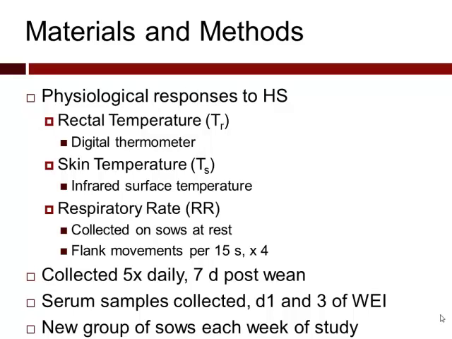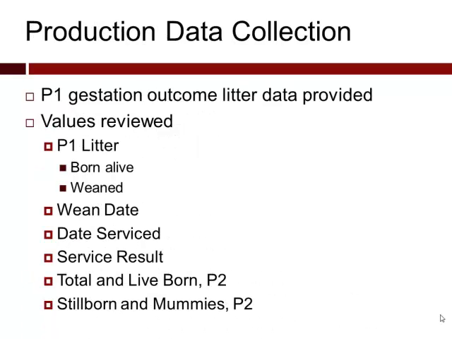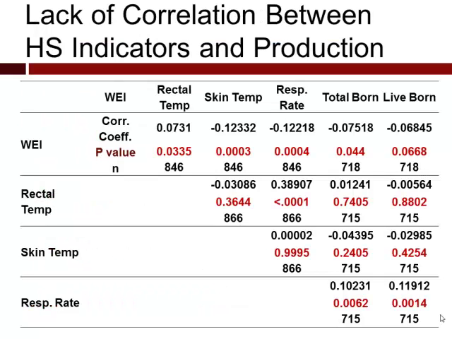The litter data that we collected was number born alive, number weaned, the wean date, service result, and total and live born on the second parity. We really wanted to retrospectively analyze whether the ones with the highest rectal temperature and highest respiration rate had a correlation with reproductive performance during seasonal infertility. Sadly, like many good hypotheses, ours was found to not be supported. We saw some correlations, but a lack of real correlation demonstrating that the sows with the worst reproductive performance was a result of heat stress.